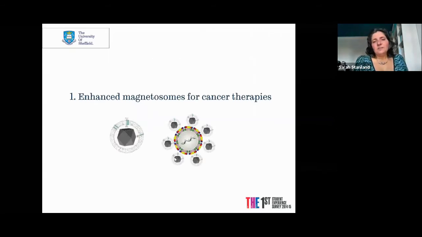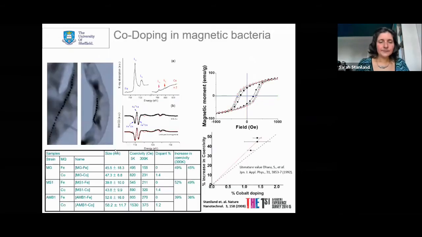So let's start with magnetosomes themselves for cancer therapies. This goes way back to my master's project, and it is what inspired me to stay in this field and work with magnetic bacteria. The plan was to dope them with cobalt. I should say it was a very silly plan, and if I'd talked to a biologist at the time, they'd have told me so, because cobalt is very poisonous, and the magnetic bacteria probably wouldn't want to take it up anyway.